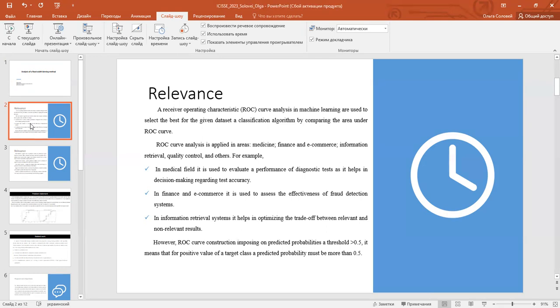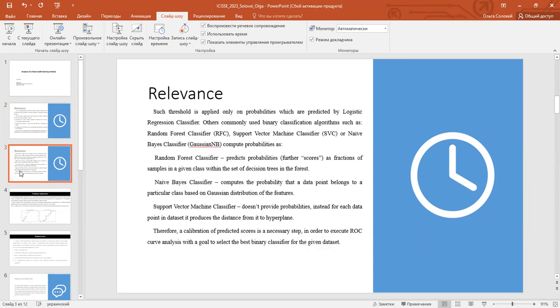ROC curve construction imposes a threshold of 0.5 on predicted binary probabilities. It means that for positive values of a target class, a predicted probability must be greater than or equal to 0.5. Such a threshold is applied on probabilities which are predicted only by a logistic regression classifier. Other commonly used classifiers compute probability differently. For example, random forest classifiers predict probabilities, sometimes called scores, as a fraction of samples in a given class within the leaf of a decision tree.